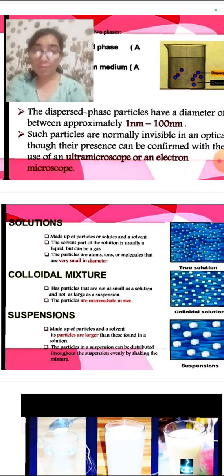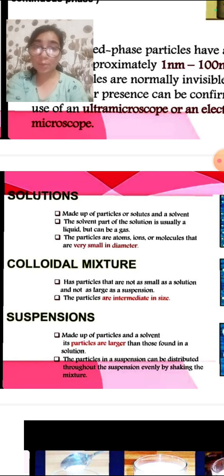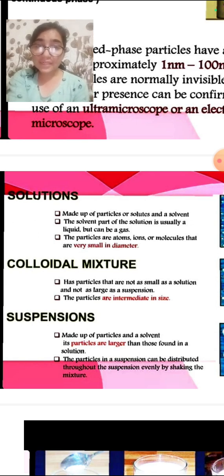Now what are solutions? Solutions are made up of particles or solutes and a solvent. The solvent part of a solution is usually a liquid but it can be a gas. The particles are atoms, ions or molecules that are very small in diameter. A colloidal mixture has particles that are not as small as those in a solution and not as large as those in a suspension. The particles are intermediate in size.